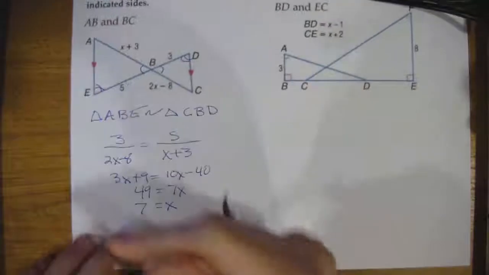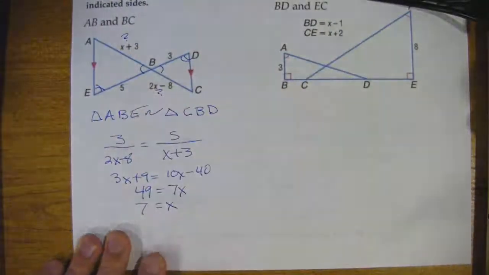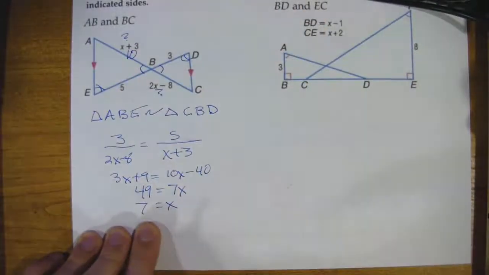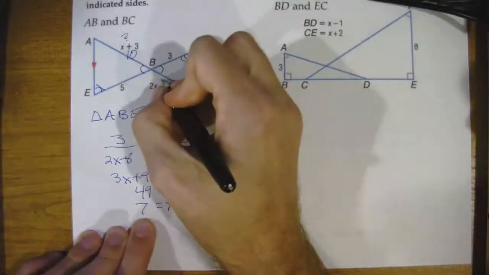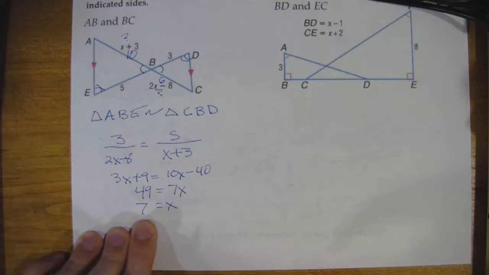And now we need the measures of the indicated sides. So in this case, I need to know AB and BC. So AB is 10. Again, 7 added to 3 is 10. And then we've got to take 7 times 2 is 14. Subtract 8 is 6. Looks good to me.